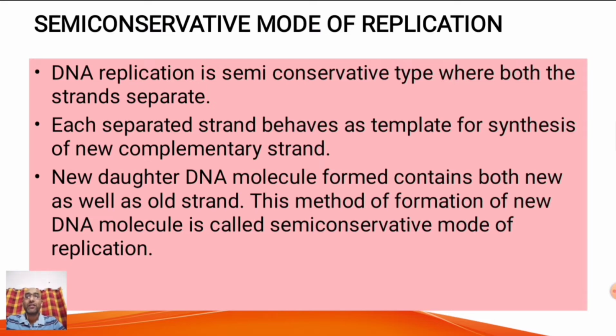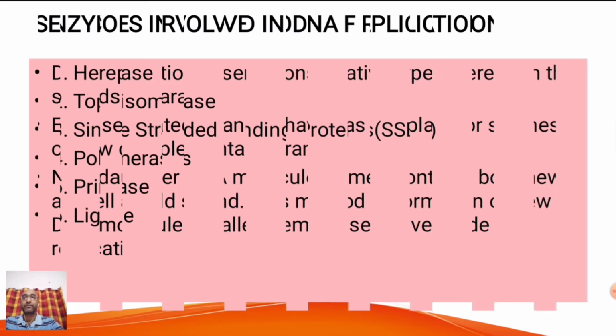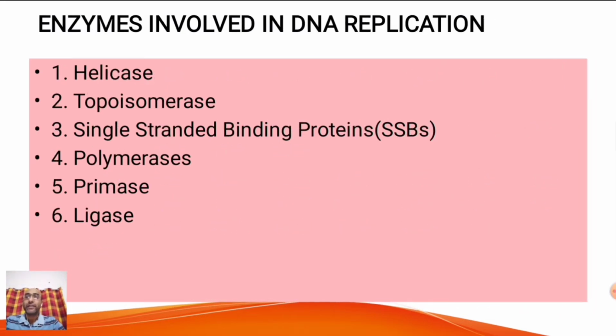Now let us study the main enzymes that help in the process of DNA replication: helicase, topoisomerase, single-stranded binding proteins, polymerases, primase, and ligase. These are the main 6 enzymes which any 12th standard student must remember. In addition to all these, many other enzymes and proteins are also involved in DNA replication that I am not discussing right now. You will study them in higher classes.